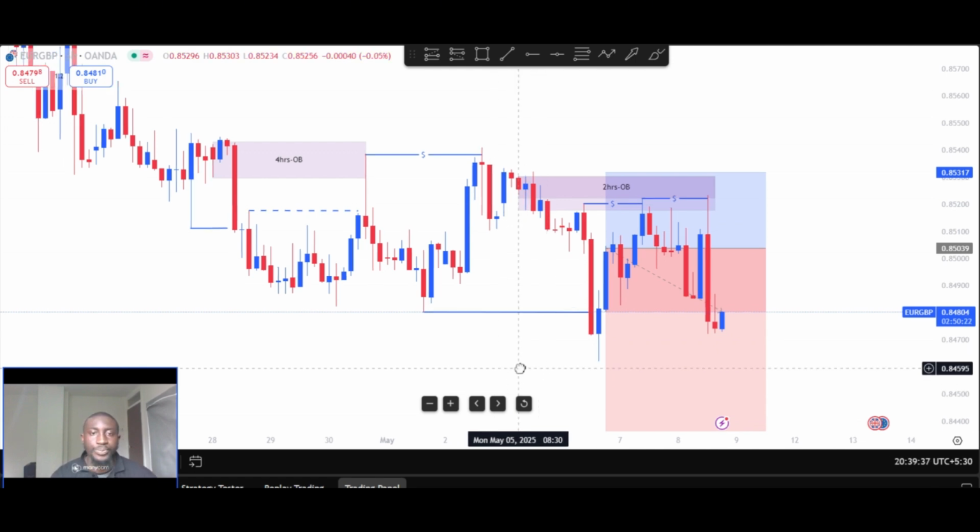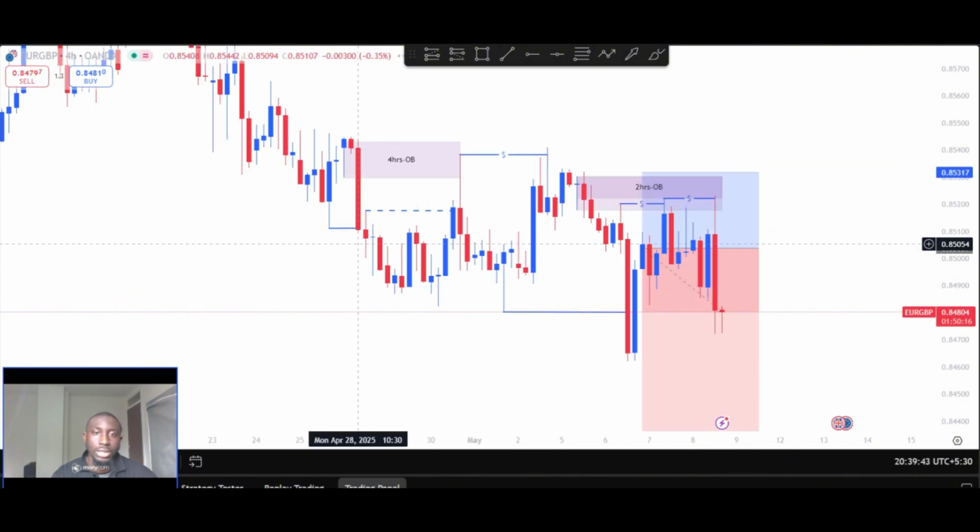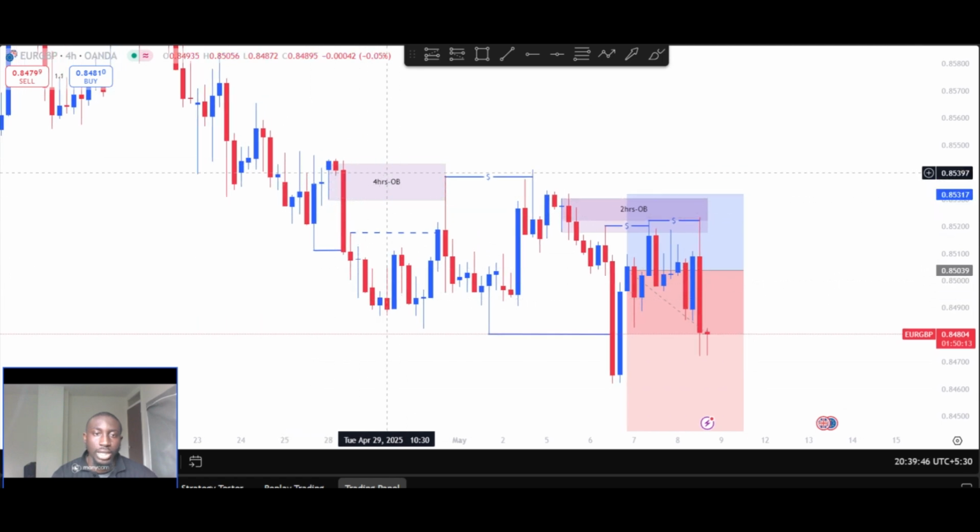So now, after this break of structure, you need to mark out your 4 hours order block, because that's what I work with. I'm a swing trader. Once price gets to your 4 hours order block, that's where you can take your entry. And this is more like the inducement. It's like a trap telling you that yes, the retracement has started after the break of structure, but no, it's a deceit that sellers have come into the market.